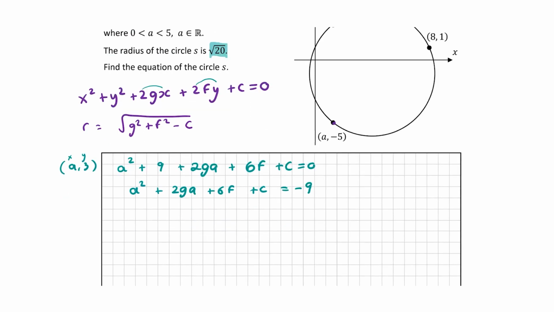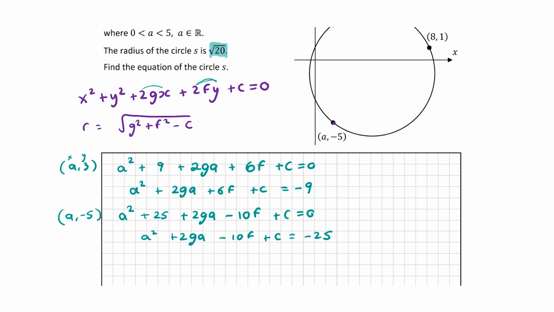And now I'm going to fill in for (a, -5). So again, we have a squared, and then we have minus 5 squared, which is going to give us plus 25. We have 2ga, we have 2fy. So again, it's 2 multiplied by y. So that's 2 by minus 5, my apologies, which will give us minus 10f plus c is equal to 0. Let's rewrite it the same way that we did with the first equation. We have a squared plus 2ga minus 10f plus c is equal to minus 25.